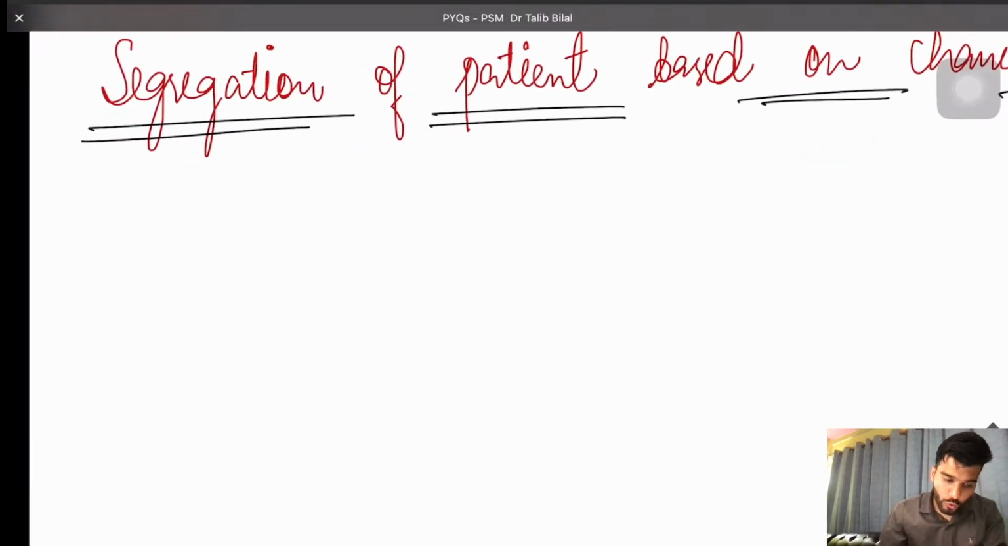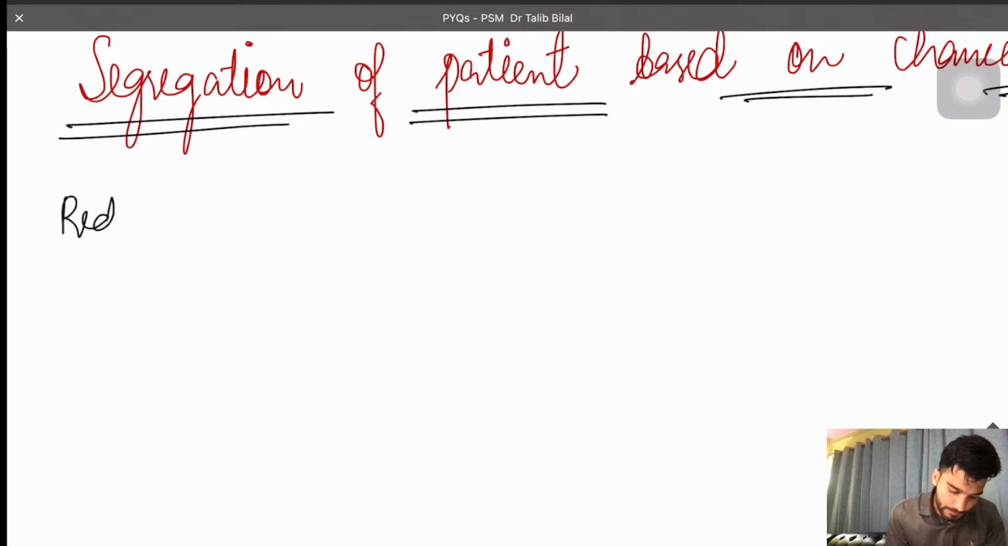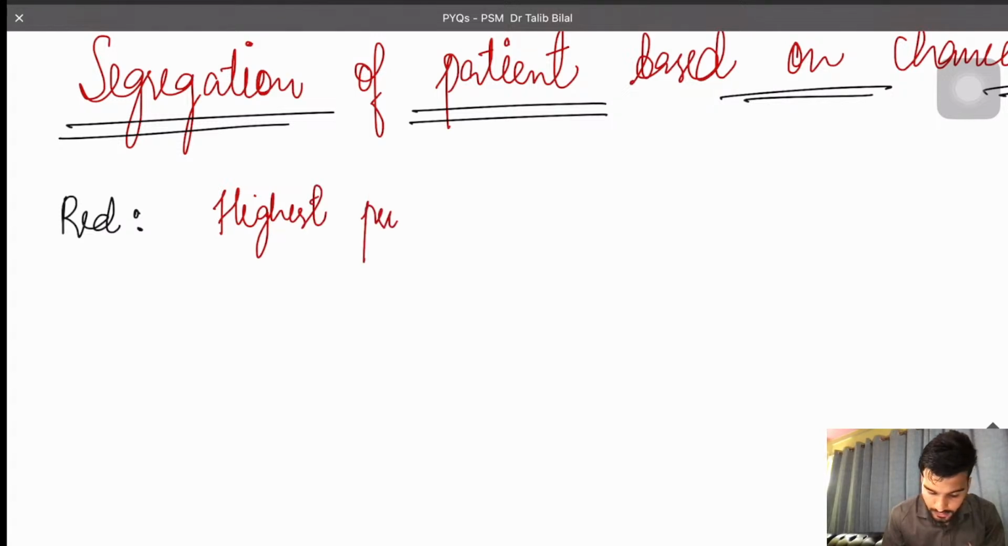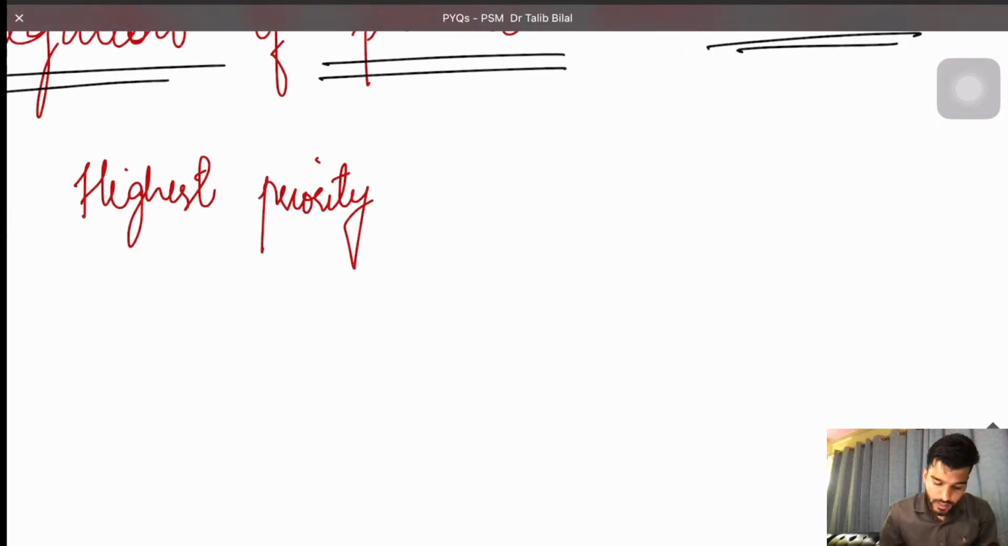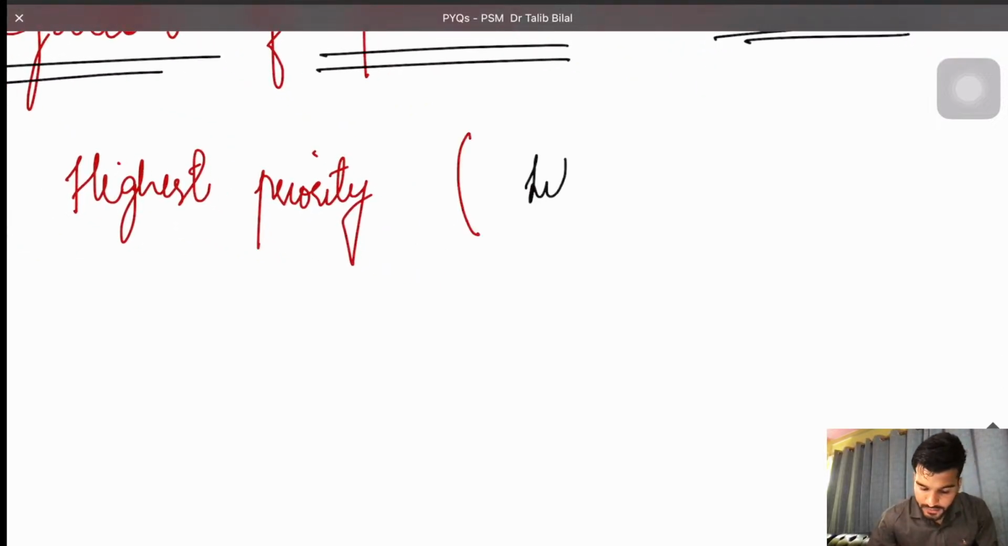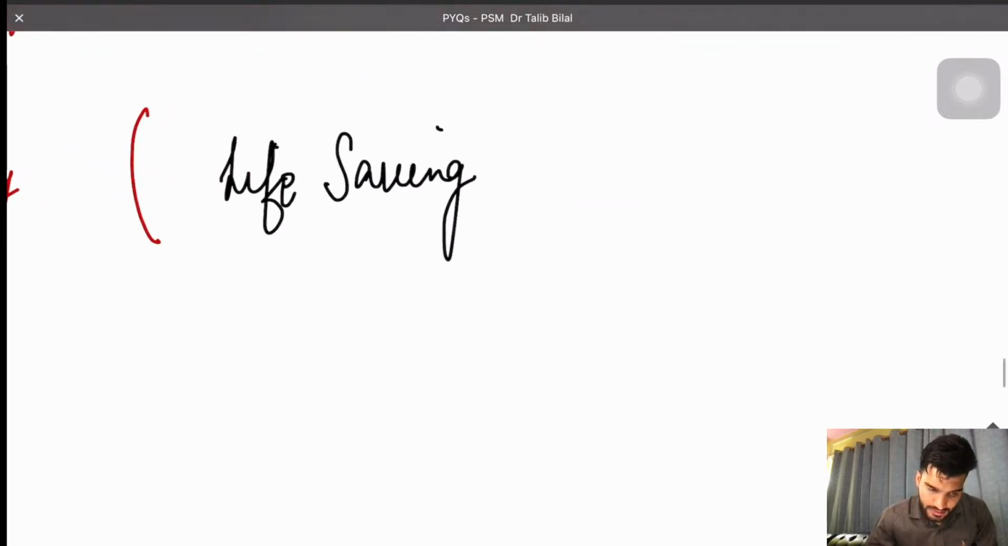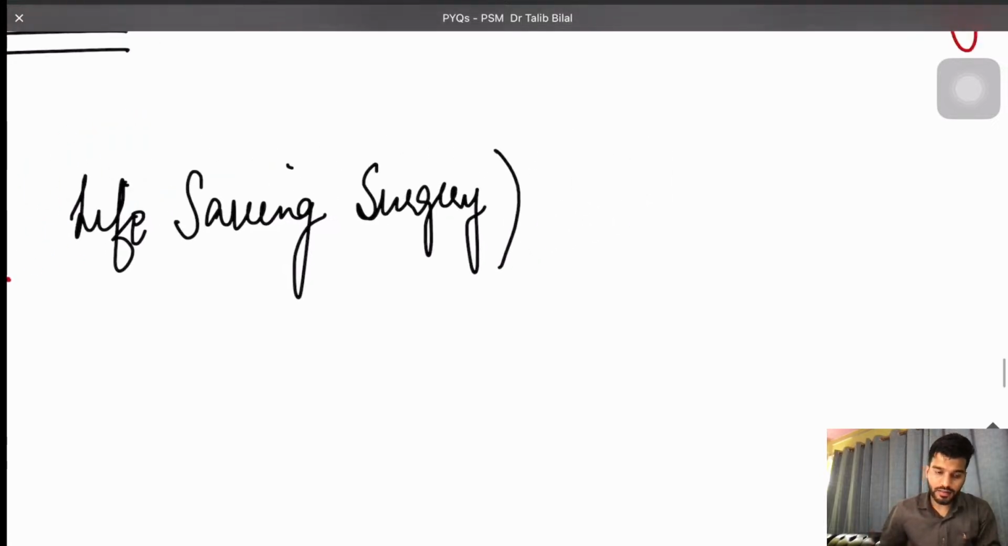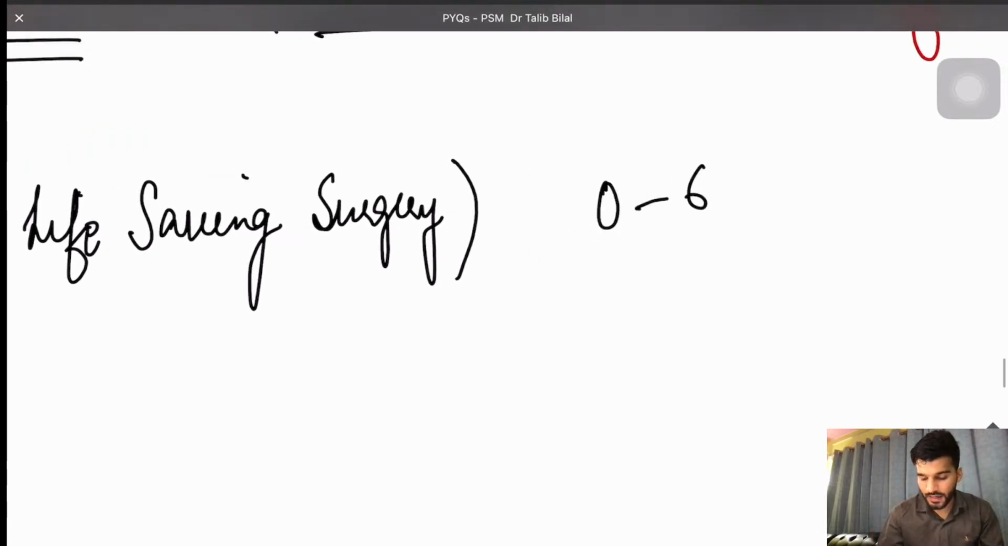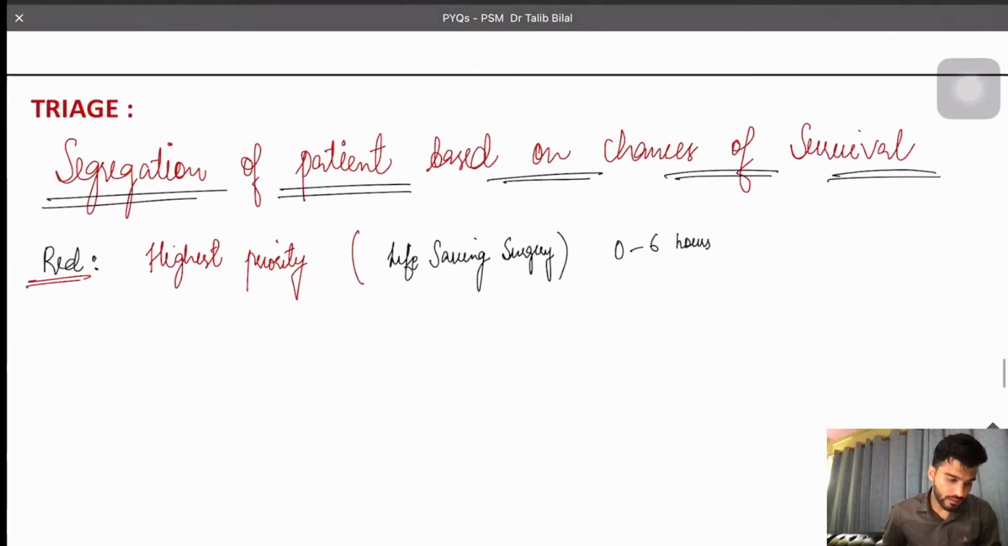So there are 4 groups. First of all, you have red color. In red color we are giving the highest priority. For red color we are doing life-saving surgeries. Those who need immediate resuscitation, life-saving surgery, need it in 0 to 6 hours.